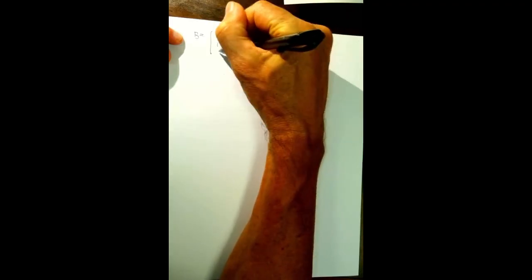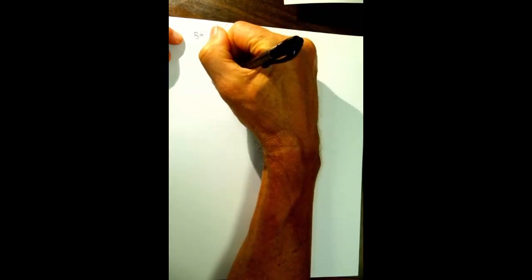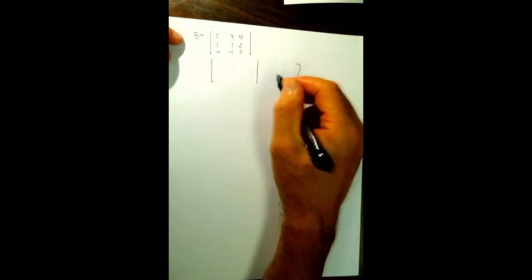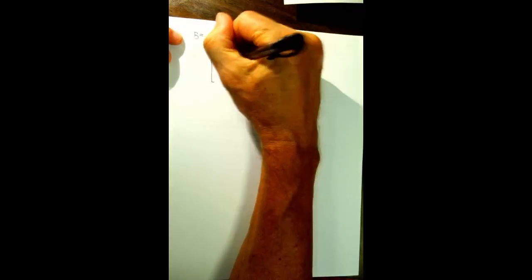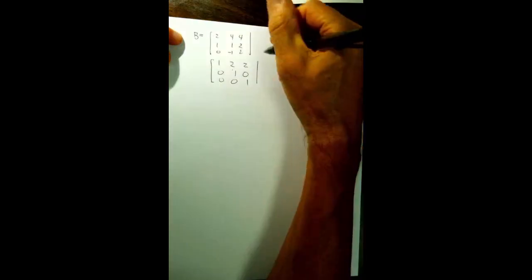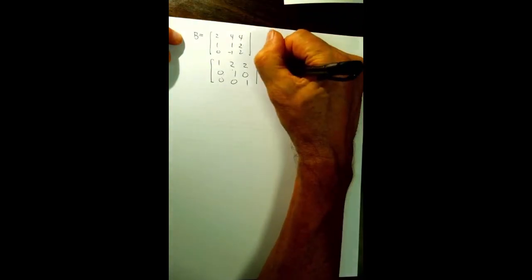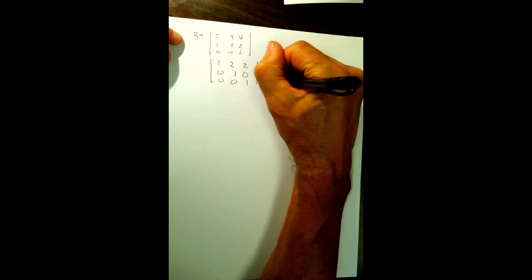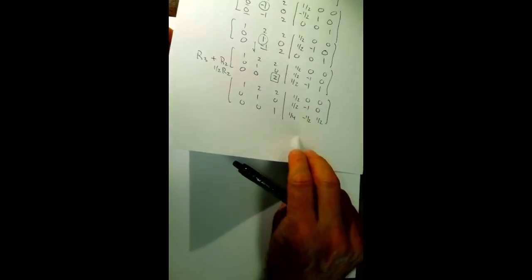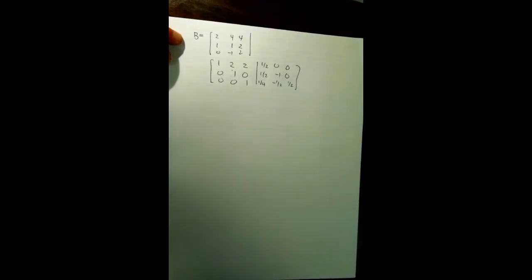Okay, so that's a lot. I started off with my matrix B. It's 2, 4, 4, 1, 1, 2, 0, minus 1, 2. I put this in an augmented matrix where I had the original B there and the identity matrix there. I started doing row operations, and I ended up with this augmented matrix. Is that correct? I think that's correct.